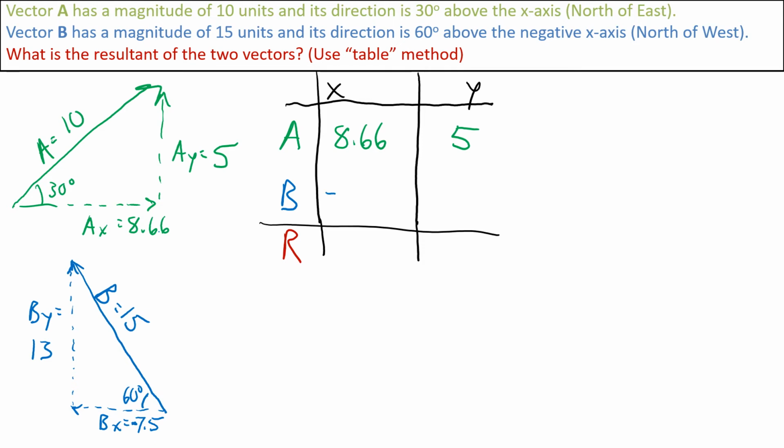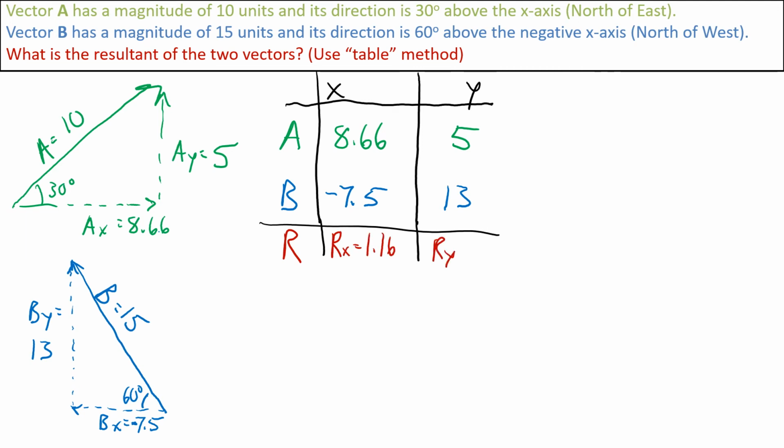That's the drawback, is you have to remember if it's going to the left or down, you have to make it negative. That shows that the vectors are pointing in opposite directions. And BY is also pointing up, so it's positive 13. Now, to find the x components, all you have to do is add these numbers together. And if you drew in the negative sign, you still just add it. So 8.66 plus negative 7.5, you still get an x component of 1.16.